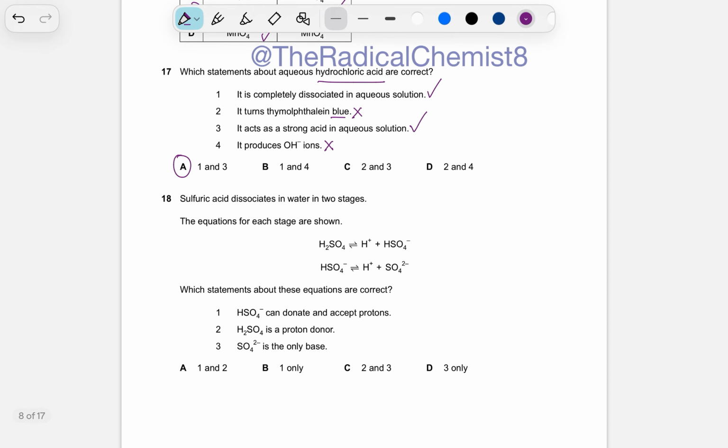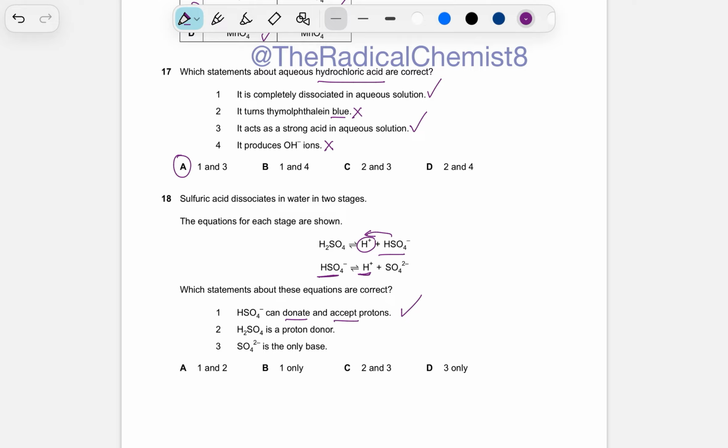Next, sulfuric acid dissociates in water in 2 stages. So you've got H2SO4 forms H plus and HSO4 minus ions, and HSO4 minus ions forms hydrogen ions with SO4 2 minus. So one key thing to bear in mind here is that these equations are reversible. So which statements about these equations are correct? HSO4 minus can donate and accept protons. So we've got HSO4 minus here. It is accepting a proton in this equation and going that way. And in this equation down here, it is also donating protons. So yes, this is correct.